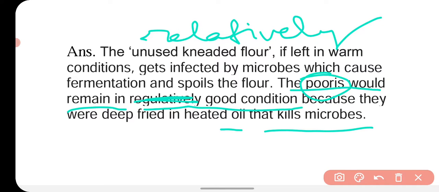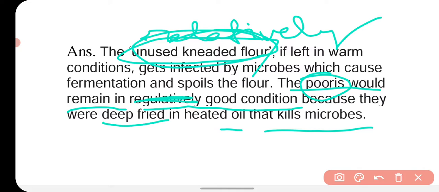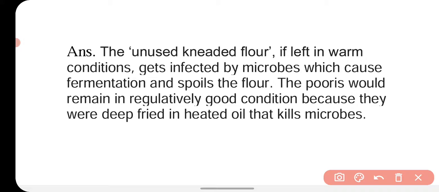The puris were deep fried, so the microbes were not there, so the puri can remain in good condition for a longer duration in comparison to the unused kneaded flour, because there is a possibility that the flour contains lots of microorganisms, so it will be spoiled earlier than the puris.